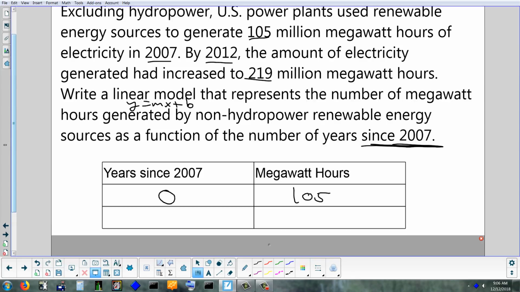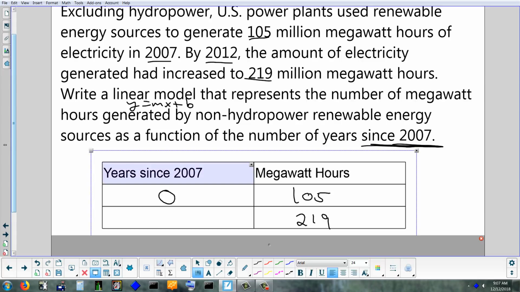Now, do we have any other piece of information there besides how much electricity was generated in 2007? Yep, we have how much electricity was generated in 2012. How much electricity was generated in 2012 using renewable resources? Yep, 219 million megawatt hours. And that would be 5 years after 2007. So years since 2007 is 5.